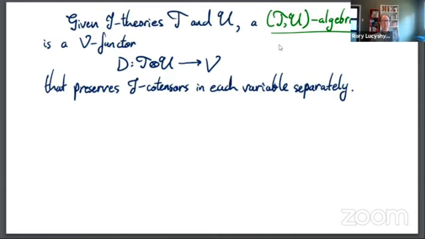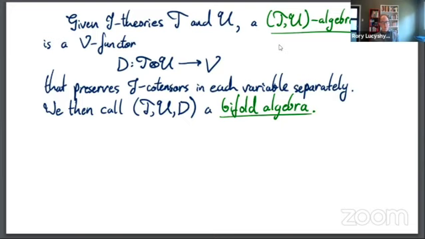And in a moment, we'll see a couple of equivalent descriptions of these that are perhaps more familiar. But for the moment, I'll introduce another important definition for the talk as well. We'll call the triple consisting of the theories T and U and this TU algebra D a bifold algebra. So a bifold algebra is a TU algebra for a specified pair of theories T and U.